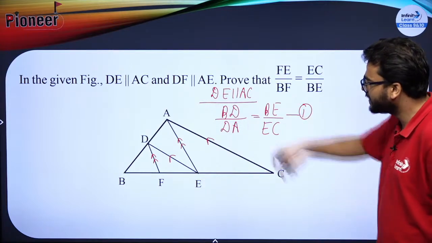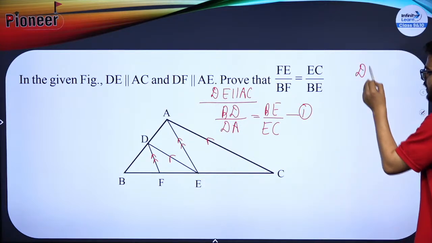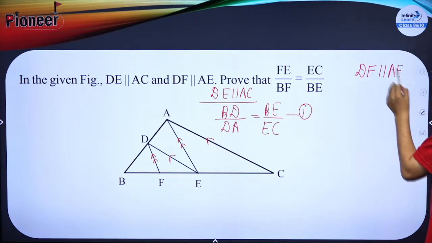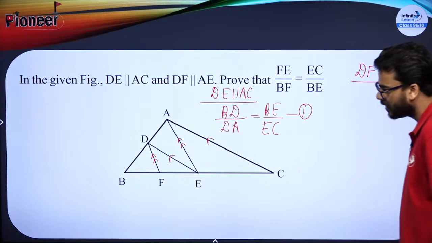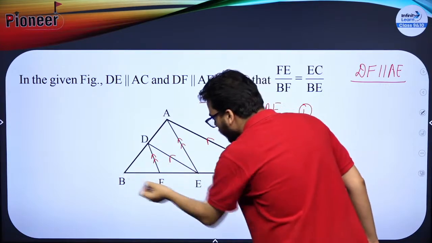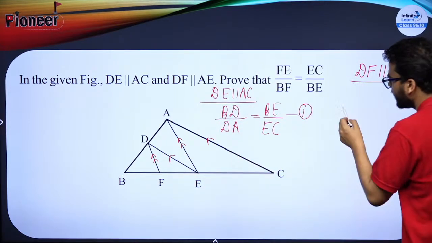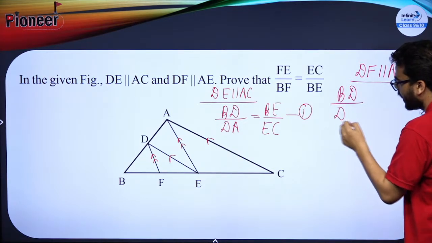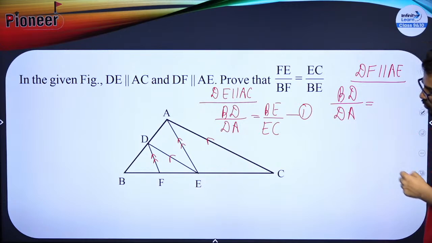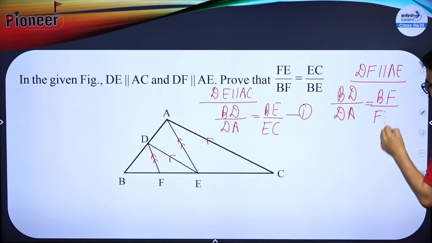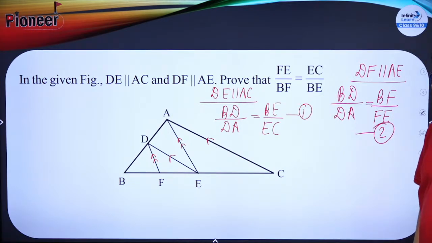In the same manner, it is given that DF is parallel to AE. Just see the question, guys. DF is parallel to AE. This thing is given to us in the question itself. So you see, if DF is parallel to AE, can I say BD by DA is equal to BF upon FE using the basic proportionality theorem? BD by DA will be equal to BF upon FE over here, guys. BF upon FE using the basic proportionality theorem. Can I say that this is the second equation over here?